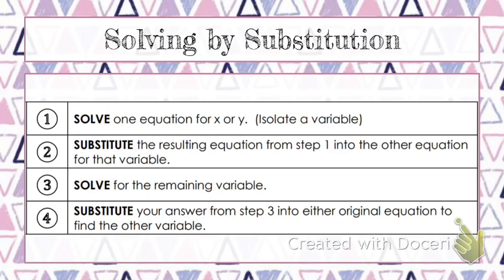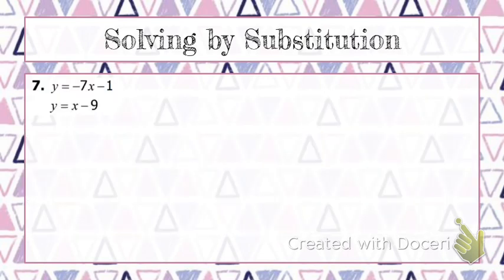So what this says is that we're going to take one equation and solve for x or y. We can pick whatever's easiest. We just need to isolate a variable. Then we're going to substitute the resulting equation into the other equation. Then we're going to solve for the other variable, and then we're going to solve again. So it's a lot of steps, and I know that I just abbreviated them, but I want us to understand what I'm talking about in the next slides.